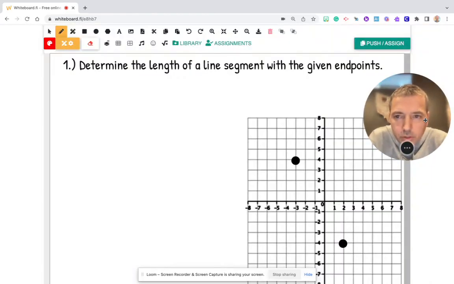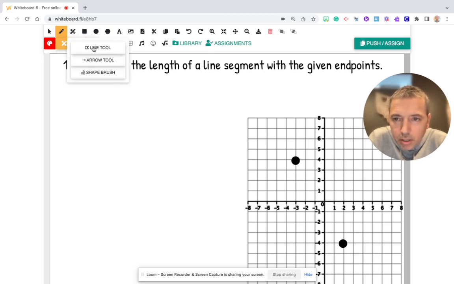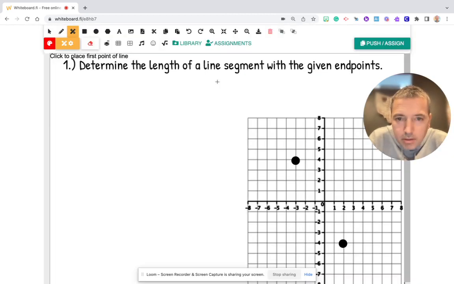Hey guys, we're going to solve question number 1 here. Determine the length of a line segment with the given endpoints. So we need to know how far it is, or how many units it is, from this coordinate to this coordinate. So I'm going to use the straight line tool to make that first line.